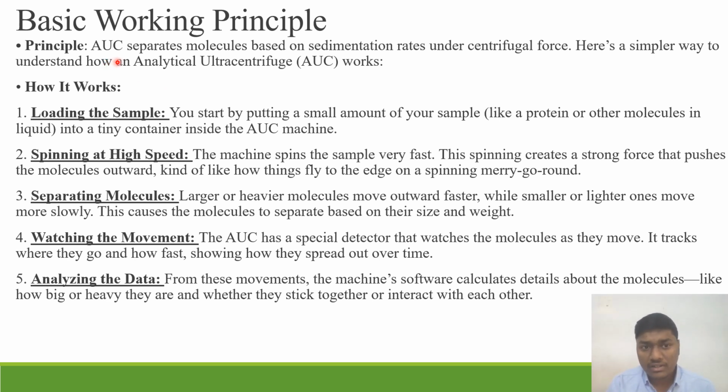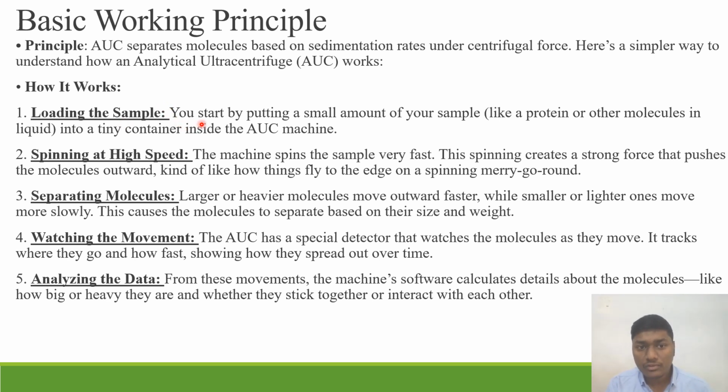The basic principle is that the analytical ultracentrifuge separates molecules based on their sedimentation rates under centrifugal force. Here is a simpler way to understand how an AUC works. Now let's talk about how it works based on five points. First thing, loading a sample. We know that loading a sample is important in any analytical process.